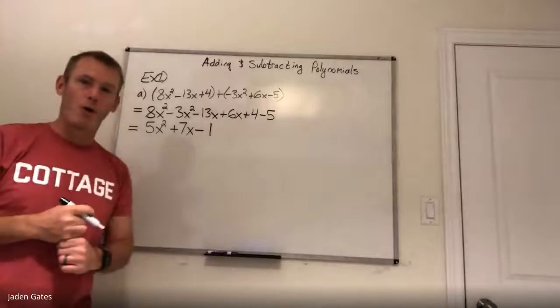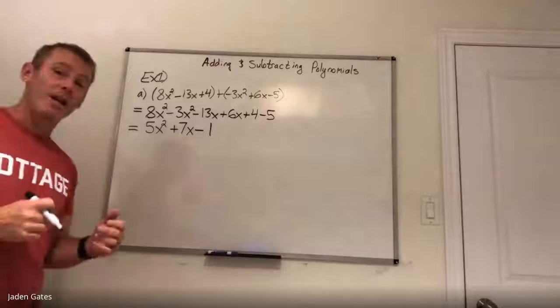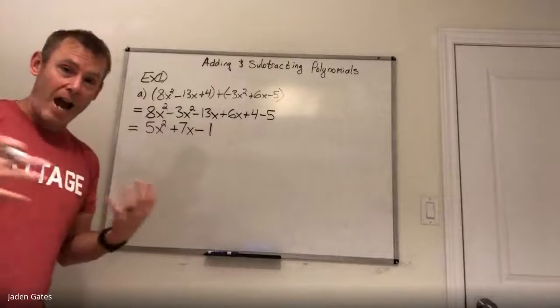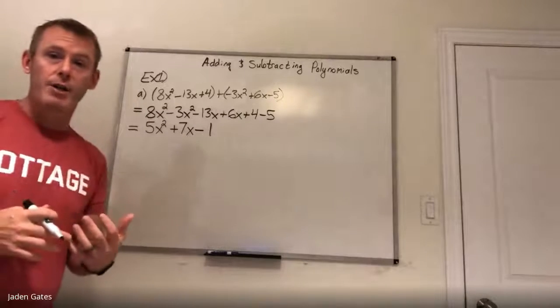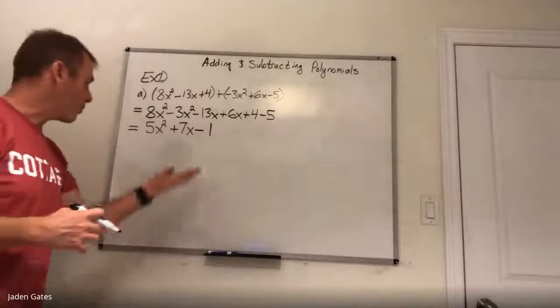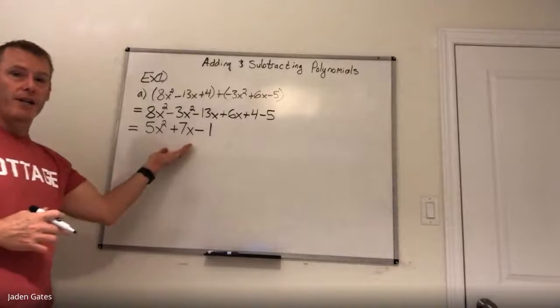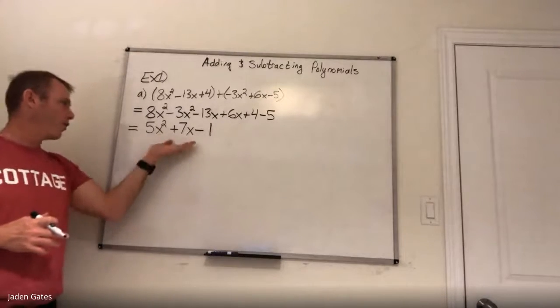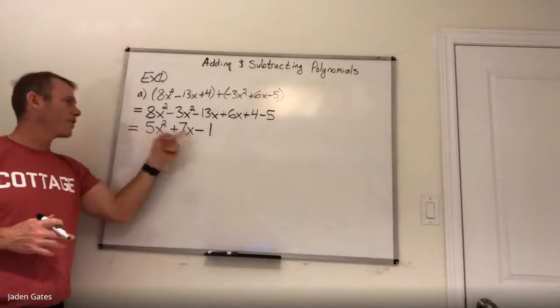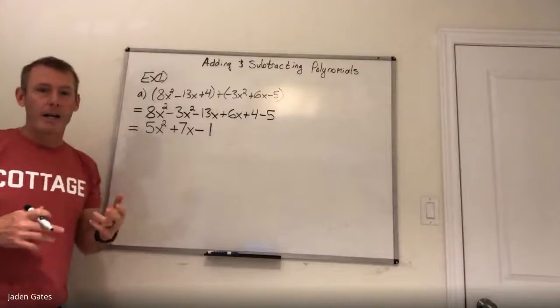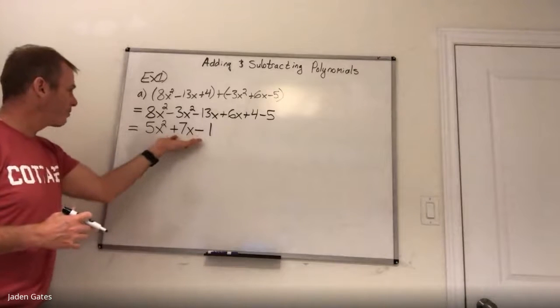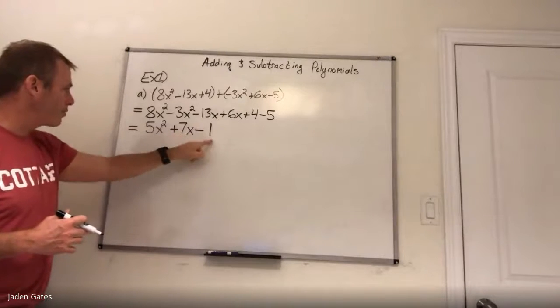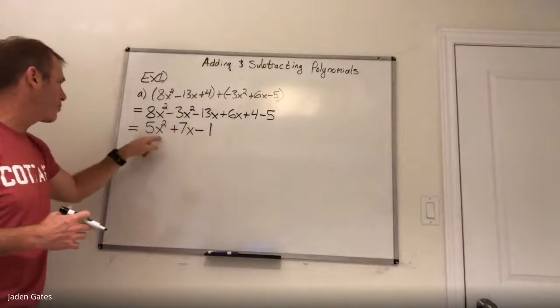Now, what a lot of people don't like about polynomials is that when you're adding, subtracting, multiplying or dividing them, you get a polynomial answer. So right now, I am done. That's it. There's no number here. There is a polynomial answer, and it's 5x squared plus 7x minus 1. Again, because I cannot put any of these terms together. Numbers are different than x's, which are different than x squareds.